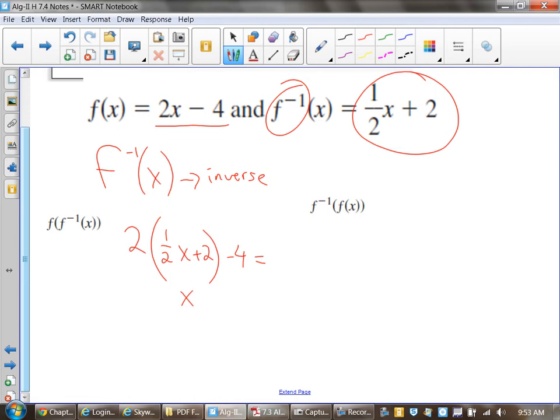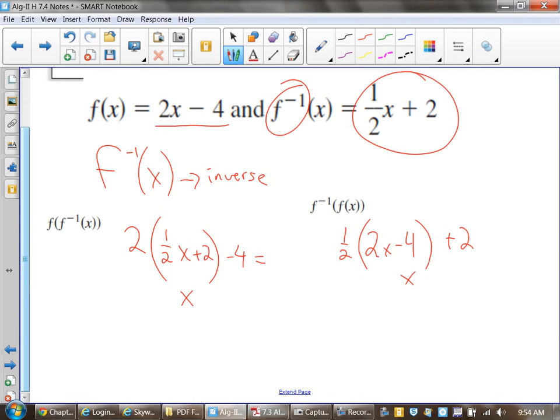So the verifying, this is verifying right here. So just plug it in, and then if it's x, then it's good. But you have to go both ways. Do it both times. So here's f of the inverse, and here's the inverse of f. So you have to go the other direction too. So you do 2x minus 4 times 1/2 plus 2. So I'm using both equations. Half of 2 is x, half of 4 is -2. Add them together, you get x.